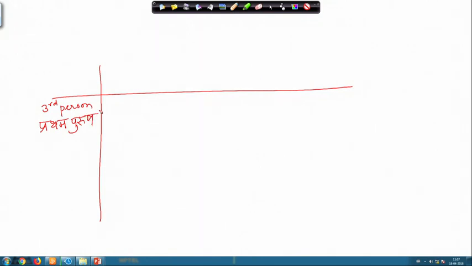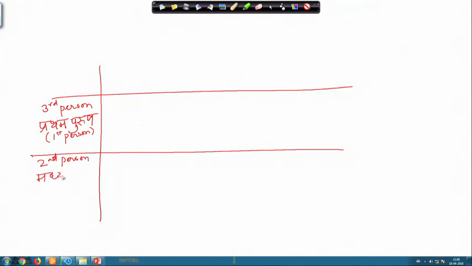So, Prathama Purusha, which literally means the first person, is actually the third person for the English. So, be sure that you are not confused there, alright. And then we have the second one, which is the second person, which is known as the Madhyama Purusha, which is the middle person.